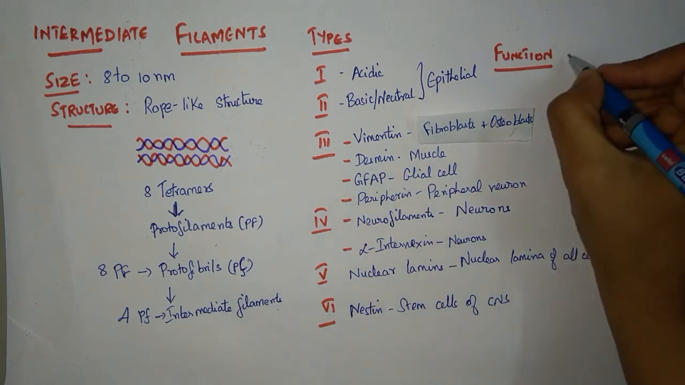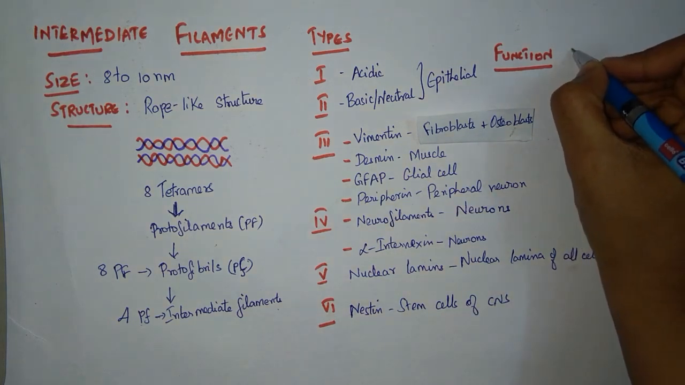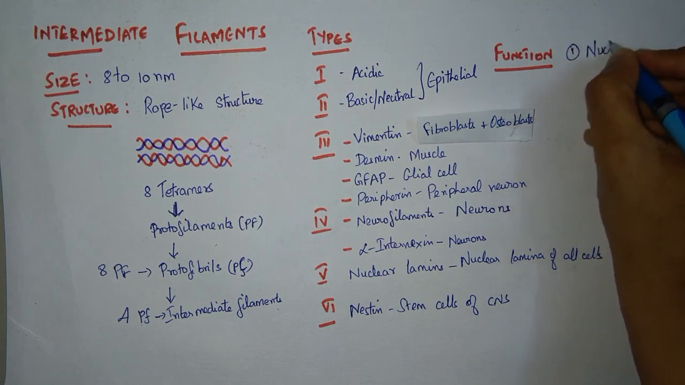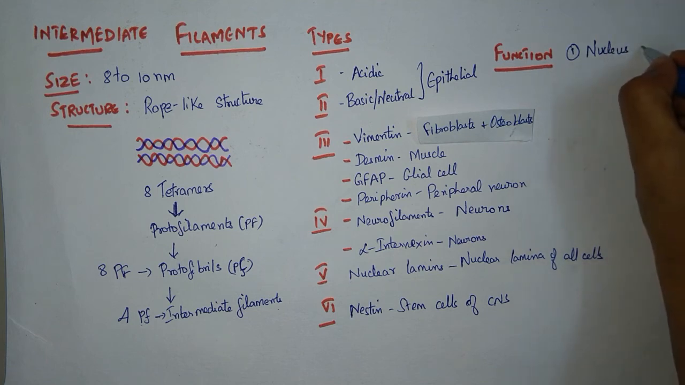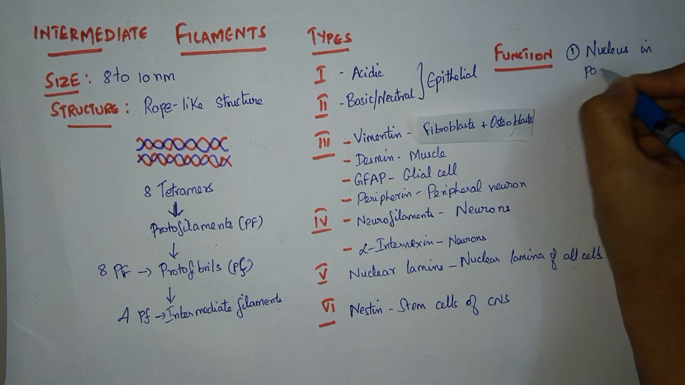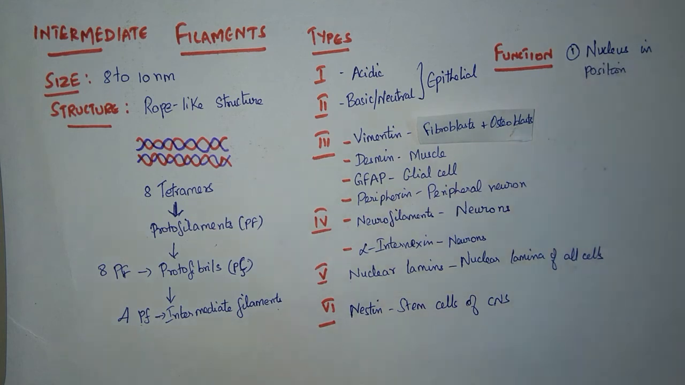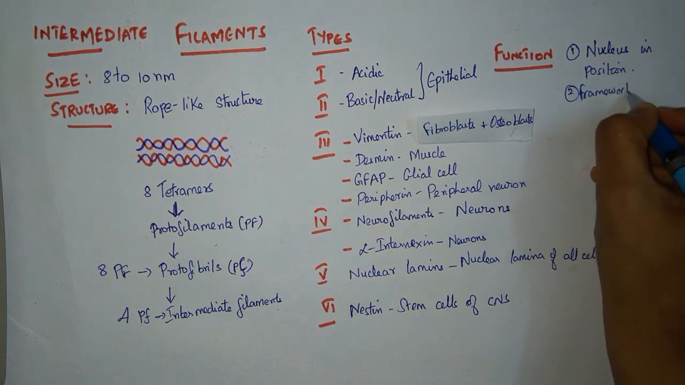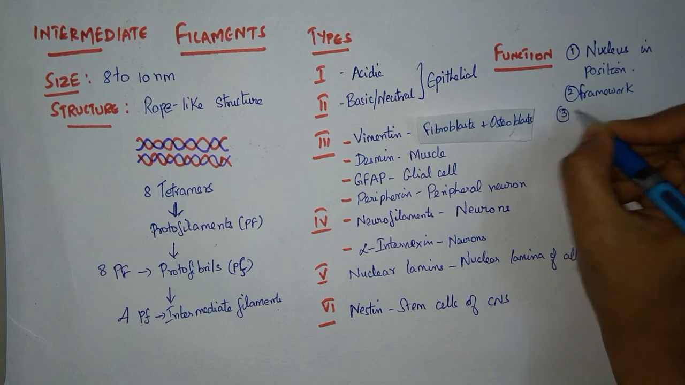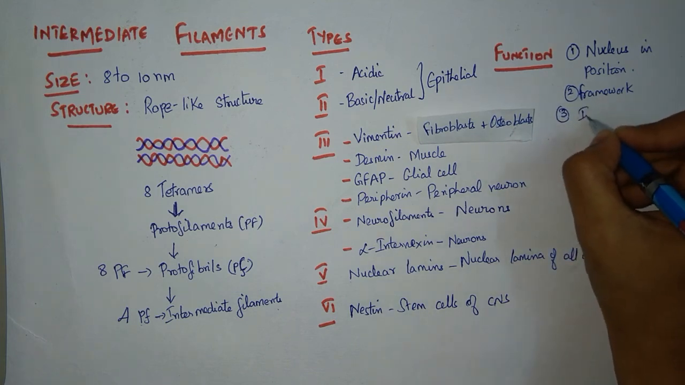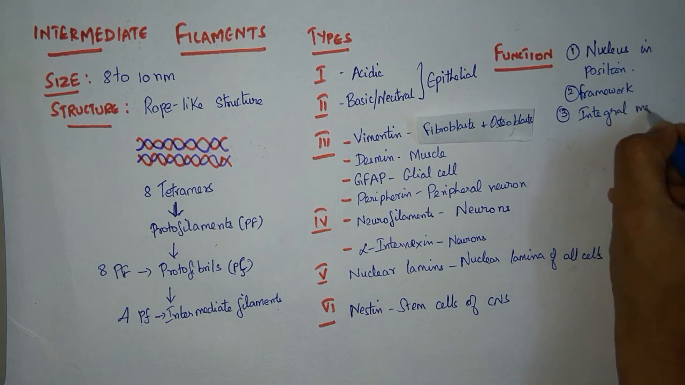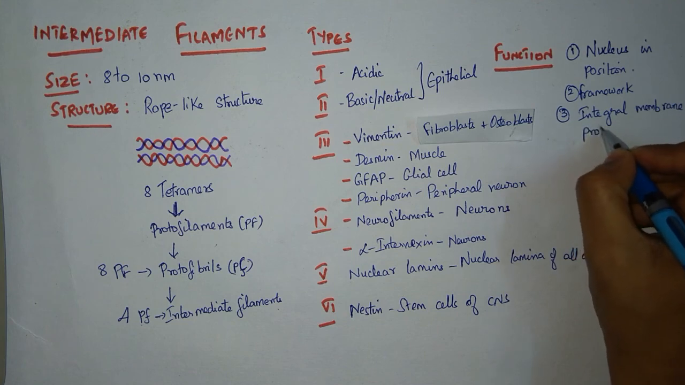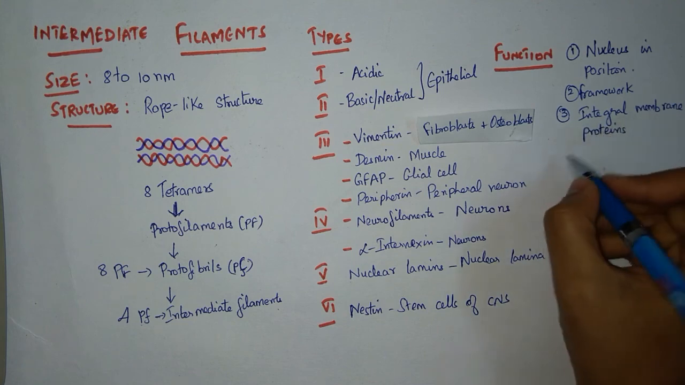What are the functions of the intermediate filaments? They hold the nucleus in position. The next function is they form the framework for the cell. And their important function is they secure the integral membrane proteins to the cytoskeleton. Intermediate filaments only secure the integral membrane proteins with the cytoskeleton.